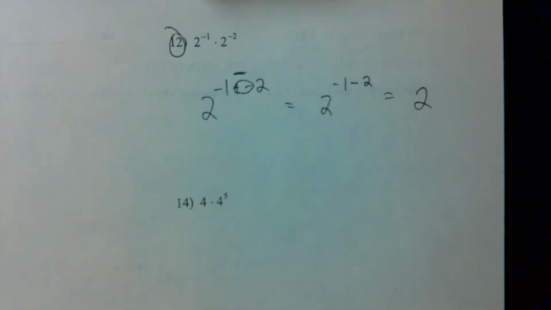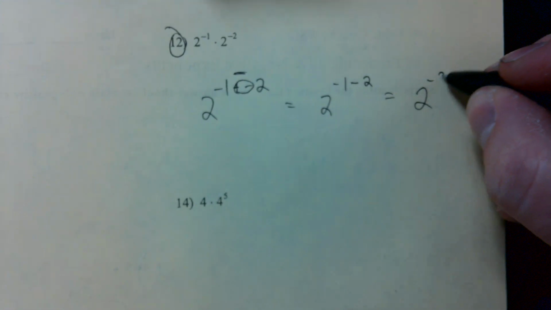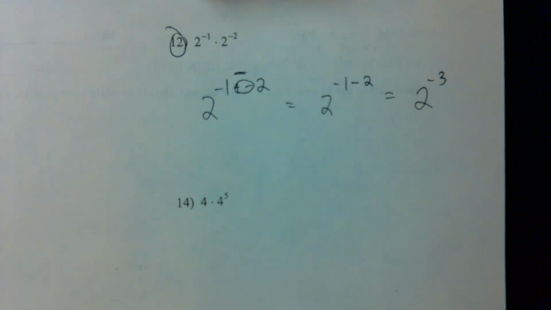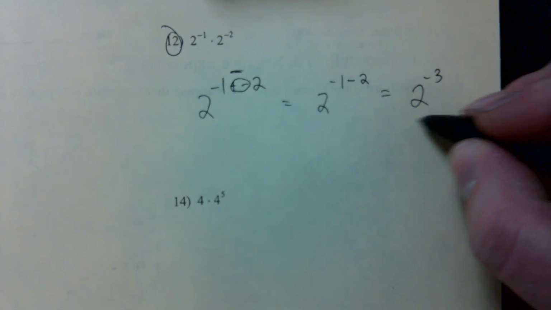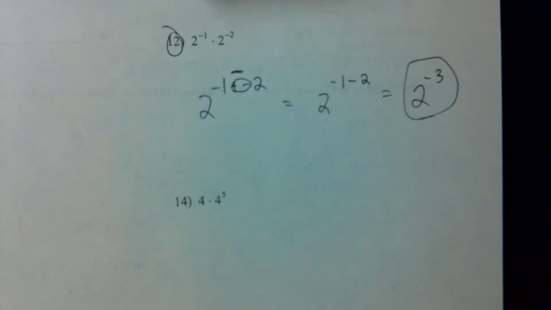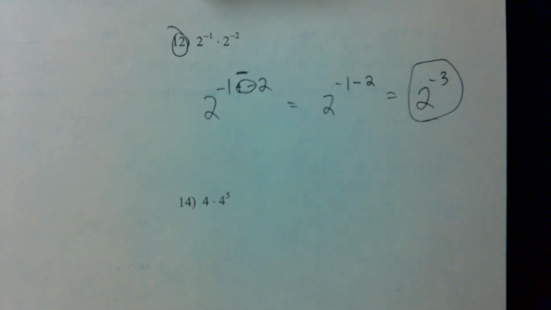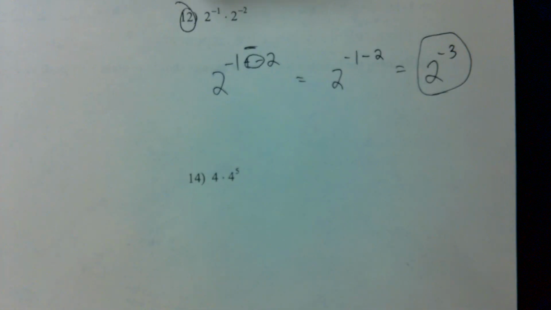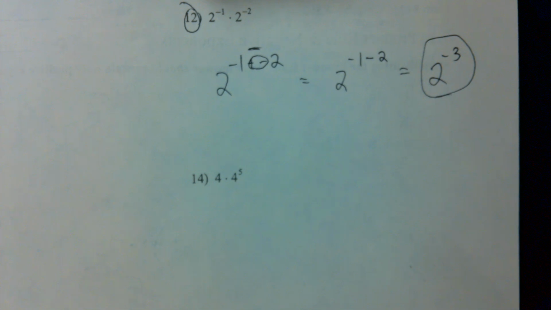What would -1 minus 2 give me? Anybody know? -3. Give me a thumbs up if you agree with that. -3. Tariq does, TJ does, Bow, Jadon do. Good, Abrar. 2 to the -3rd. Now again, we're not done with this, but from what we learned yesterday, that's all we need to do. What we're going to learn today is how to fix this so that it looks a little bit better. Okay? Does that sound good on number 12? Yeah? Okay.